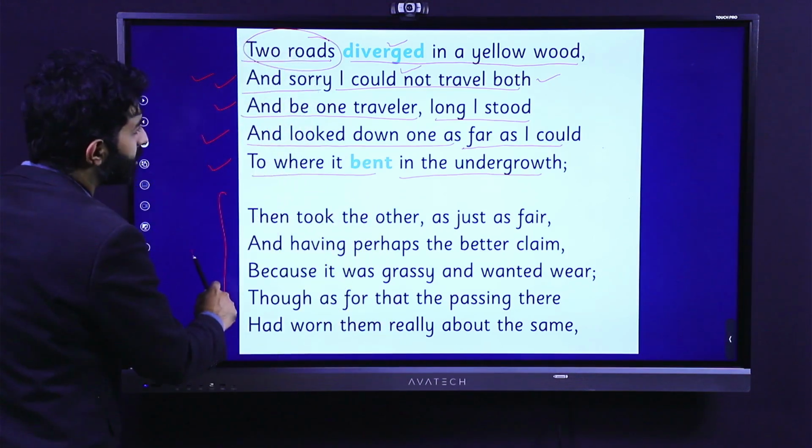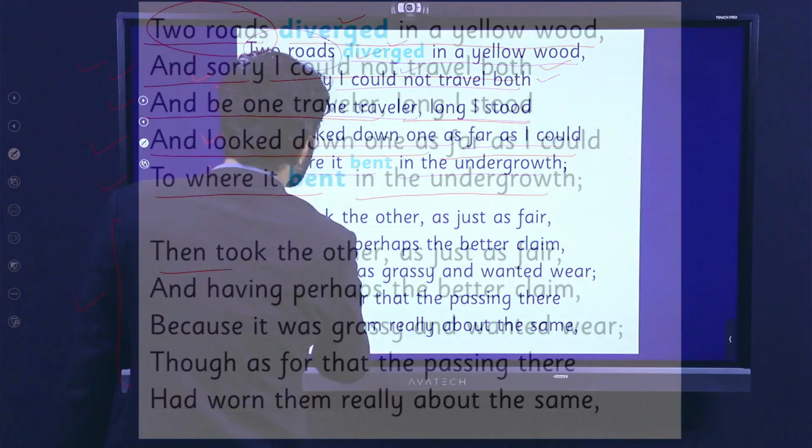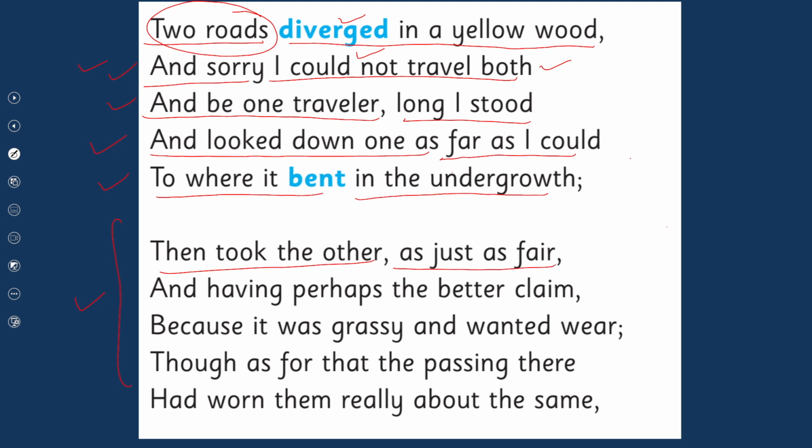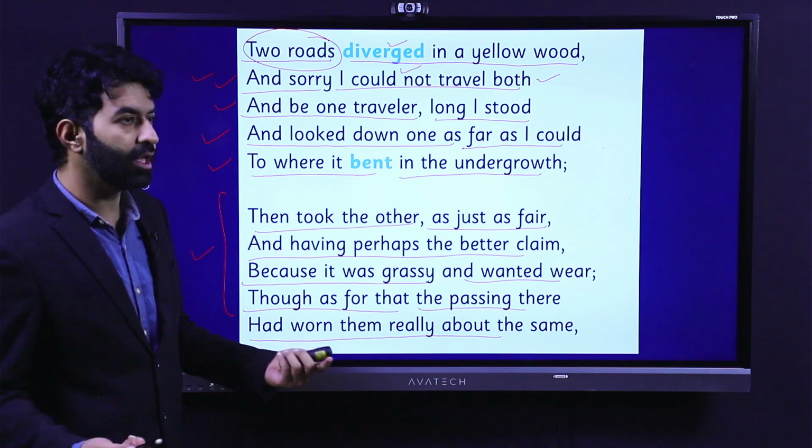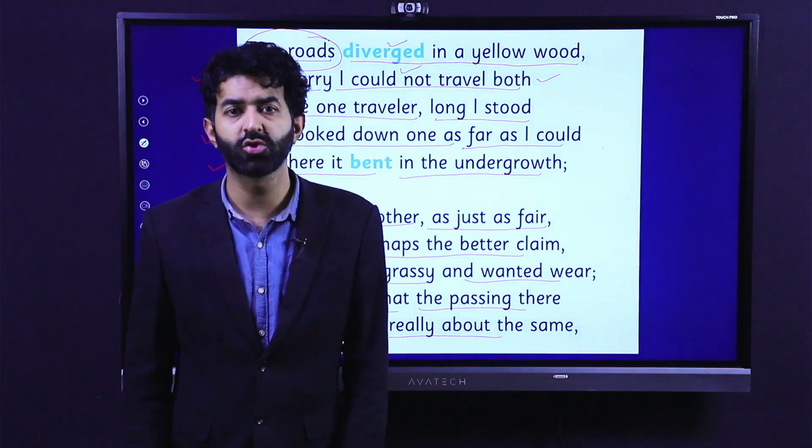In the next stanza, then took the other as just as fair. So he took the other road and he thought that it is fair and having perhaps the better claim because it was grassy and wanted wear. Though as for that the passing there had worn them really about the same. So when he was there, he thought, okay, I've taken the road. It is looking fair. It is looking equal and just. I've not made a bad choice.